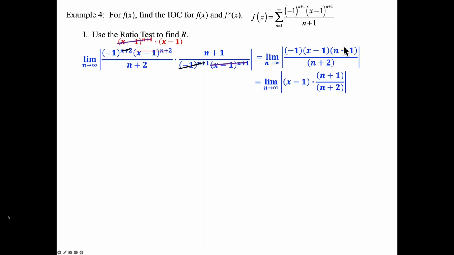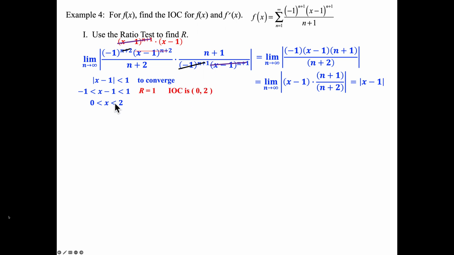We're going to group the n's together and take the limit as n approaches infinity. This will be a 1. 1 times our x minus 1 is the absolute value of x minus 1. So this will converge as long as this absolute value of x minus 1 is less than 1. So if we drop the absolute value bars, negative 1 is less than x minus 1 is less than 1. So 1 is our capital R, our radius of convergence. Add 1 to everything. 0 to 2 is my interval of convergence.